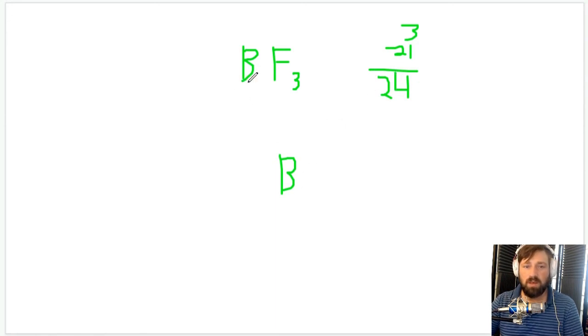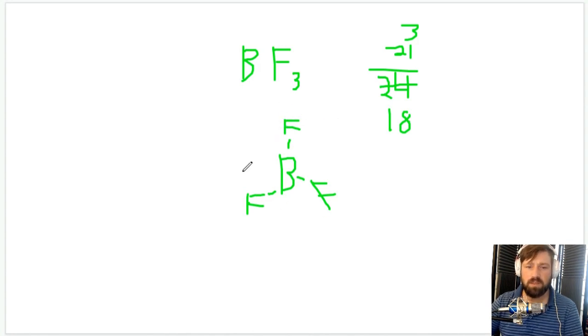Boron is less electronegative than carbon, so it's going to be in the center. And then you're going to have fluorine on the outside, arranged evenly across. These guys are all going to have a bond. So I used 1, 2, 3, 4, 5, 6. I'm now down to 18 electrons. And then I'm going to go through and add in electrons to the most electronegative atoms first. 1, 2, 3, 4, 5, 6, 7, 8, 9, 10, 11, 12, 13, 14, 15, 16, 17, 18. And I ran out of electrons.